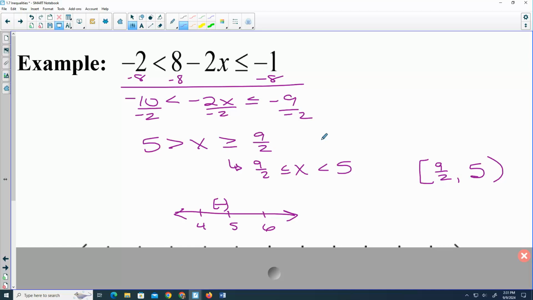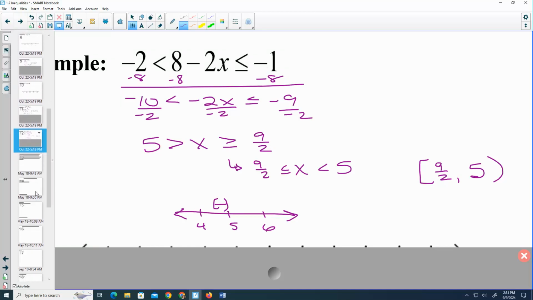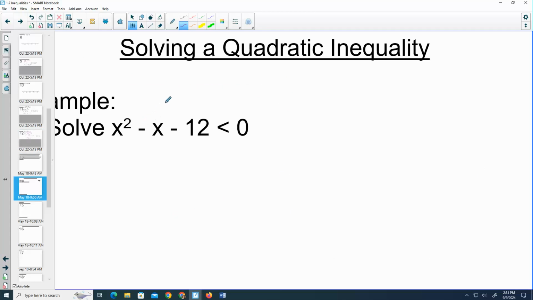Okay. So the next thing I want to talk about is quadratic inequalities. And that does kind of change things a little bit. So we're going to take a look at some of these. This will be the last type of problem that we do today. And then tomorrow we're going to look at fractions with our inequalities.